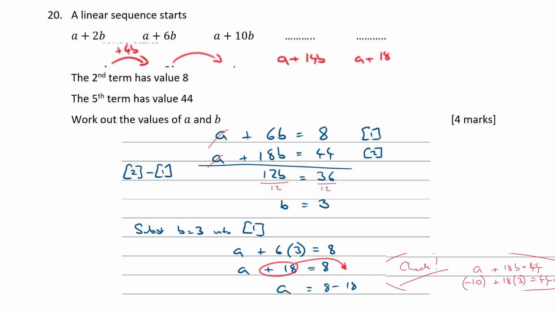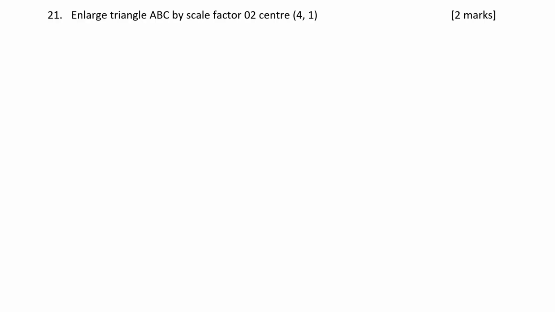So it's always good to check in the exam if you can. Much better to check it here and correct any mistakes than after you've finished, because you can't then. So A is minus 10 and B is 3. Job done. Question 21. Enlarge triangle ABC by a scale factor of minus 2, centre (1, 1).